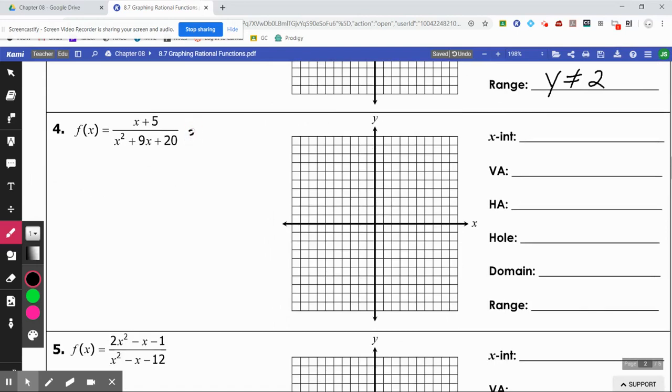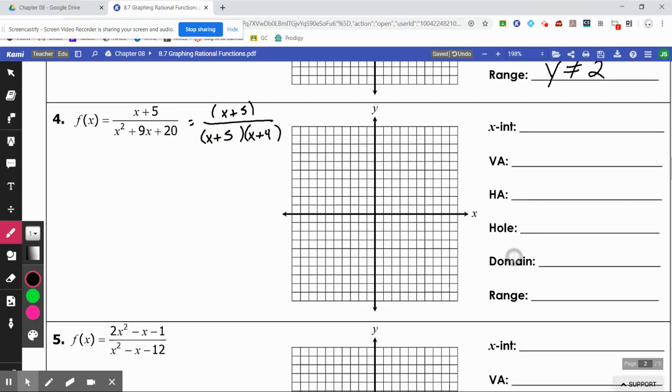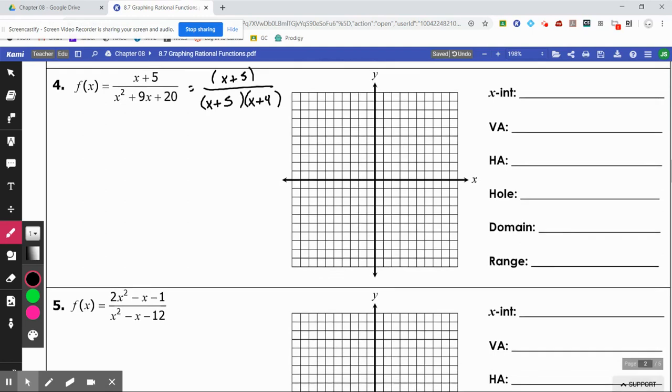Next up, first step, you always factor. So we have an x plus 5 on top. On the bottom, 2 sets of parentheses with an x and an x. You have a plus 5 and a plus 4. Adds to give you 9, multiplies to give you 20. So you have 2 different domain restrictions here. Your domain restrictions are x will never equal negative 4 or negative 5.